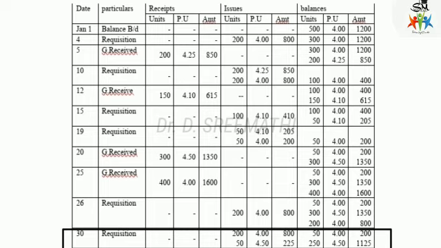Hope you are able to understand this, because whatever goods are received last should be issued first at the same rate. That is the main concept in last in, first out, LIFO.